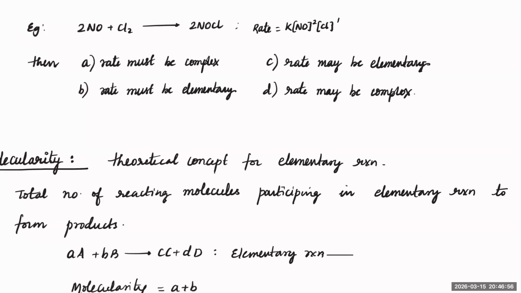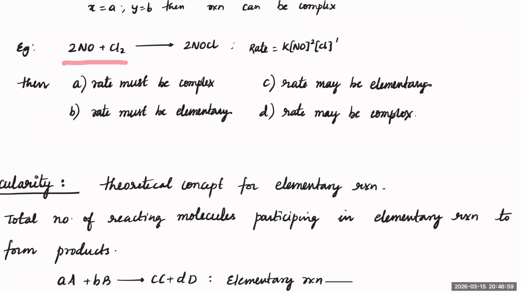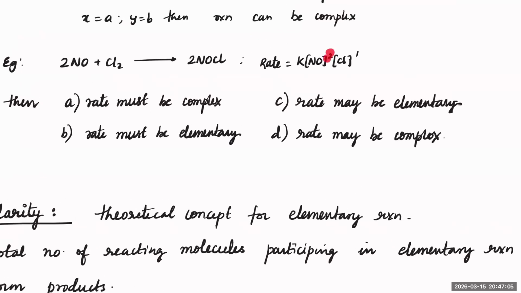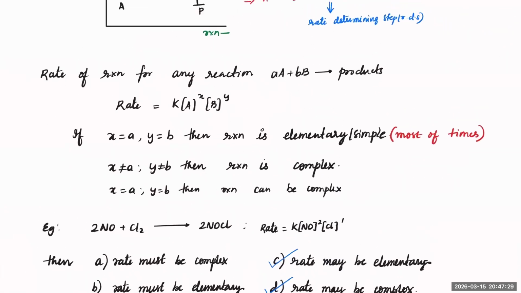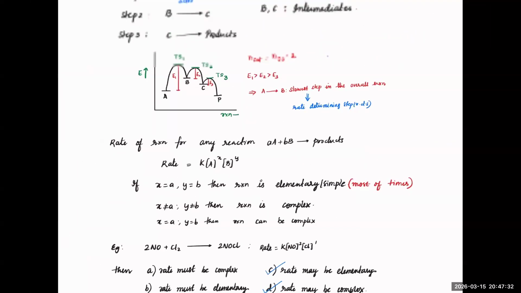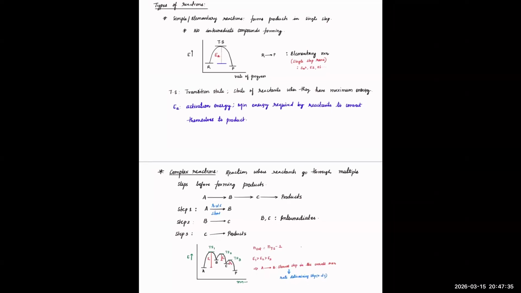Now notice this question, everybody. This was a JEE question which was asked. 2NO plus Cl2 is giving 2NOCl. Rate is given like this. Now the rate is given as 2 and 1, which is confirming that it could be a complex or an elementary reaction. We cannot say it is definitely elementary. We cannot say it is definitely complex, but we can say the chances are high that this may be elementary, this may be complex, but we cannot say that it must be elementary or it must be complex. Got it? Please go through it. If anybody has a doubt in understanding what is elementary and complex reaction, do ask me right away.